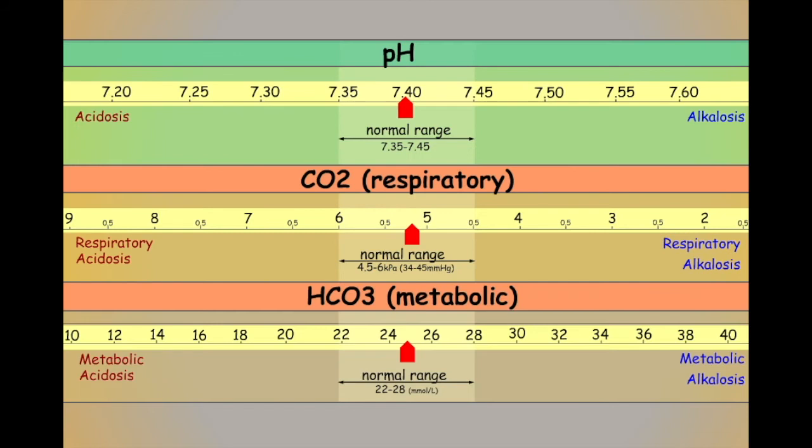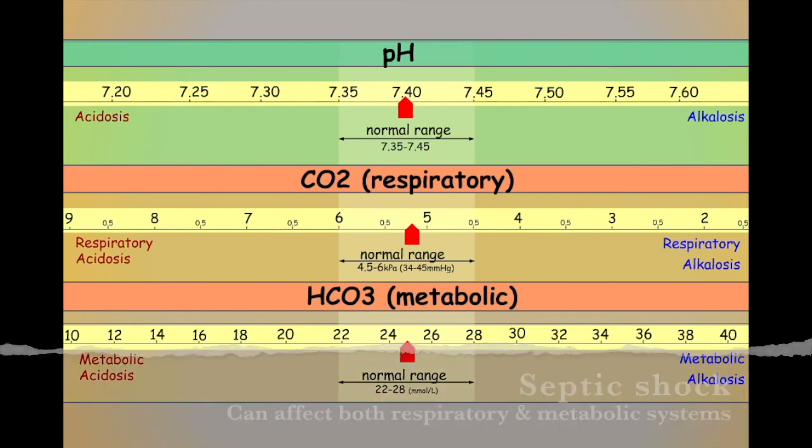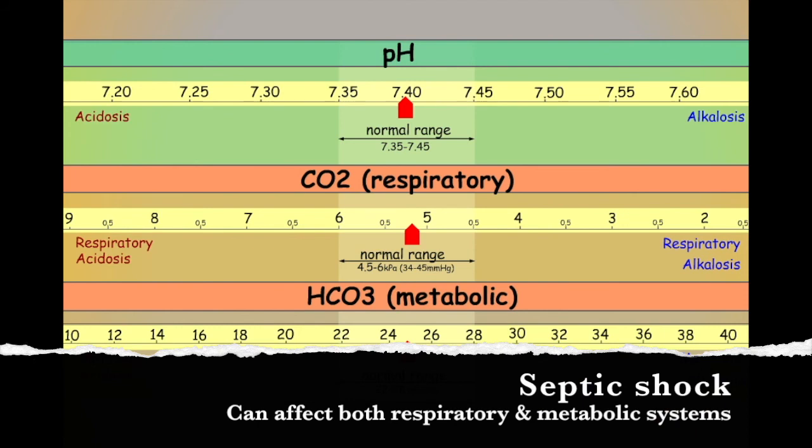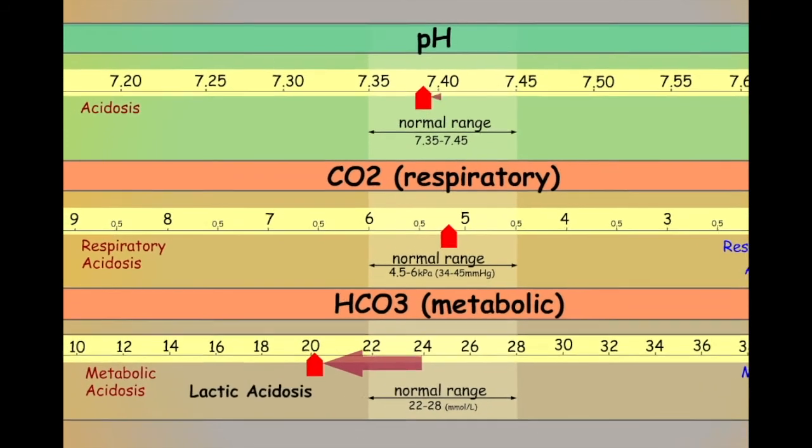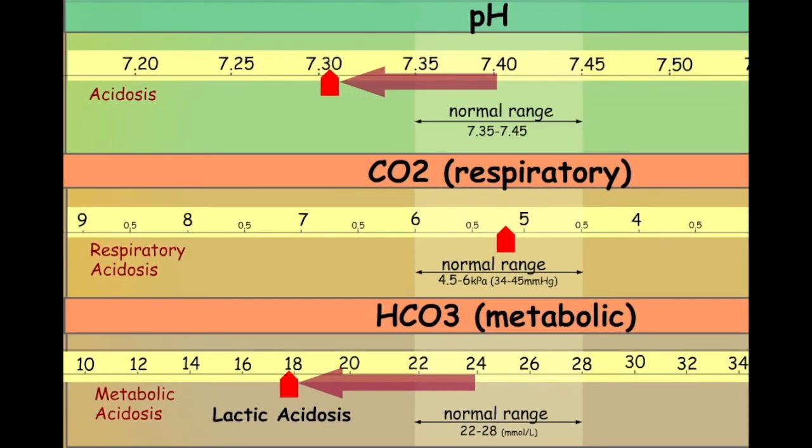Of course, respiratory and metabolic components of blood pH don't work in isolation. They simultaneously affect blood pH. In some circumstances, both components may push blood pH in the same direction. For example, a patient suffering from severe acute sepsis will eventually start to suffer from multi-organ failure. As tissues become hypoxic, anaerobic respiration will occur and lactic acid will be produced. This will push the metabolic element in an acidotic direction.